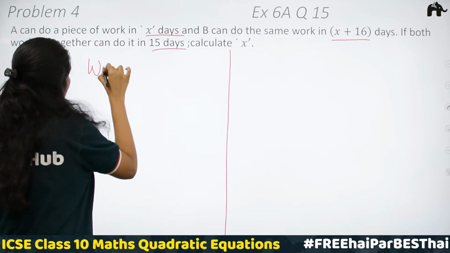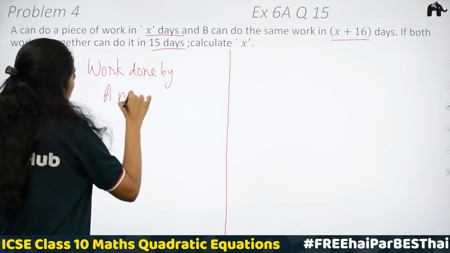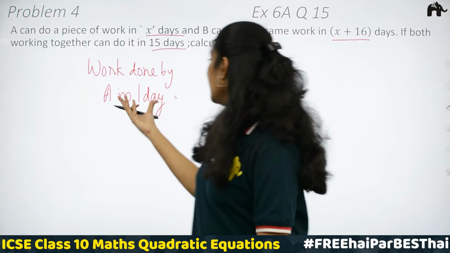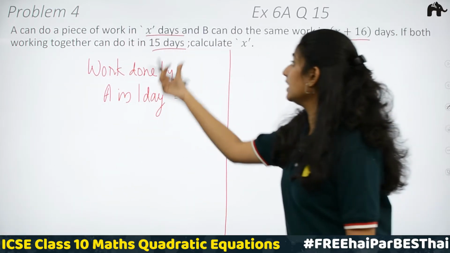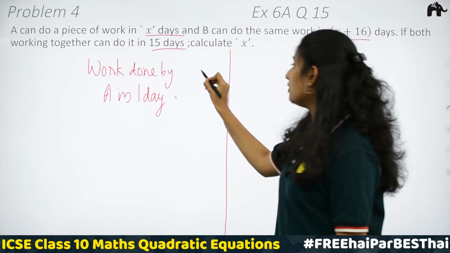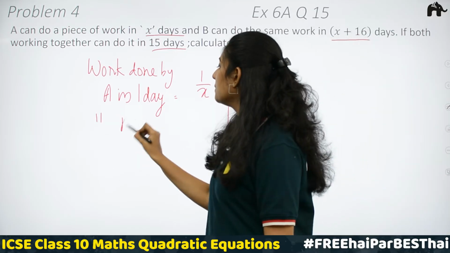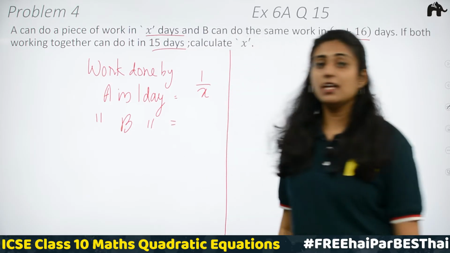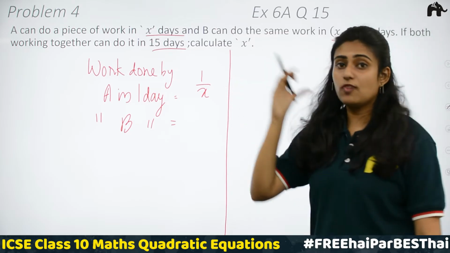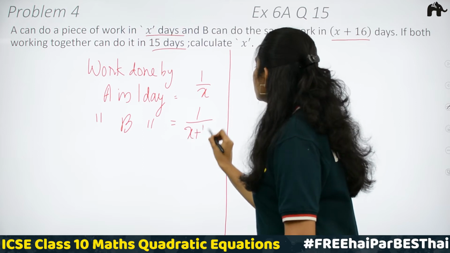Work done by A in 1 day. What will be the work done by A in 1 day? A is taking x days, which means the work done by A in 1 day will be equal to 1 by x. Yes? Now, similarly, what is the work done by B in 1 day? B is taking x plus 16 days, which means in 1 day B can do 1 by x plus 16 amount of work.